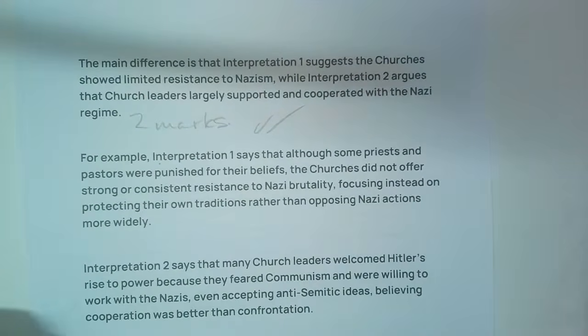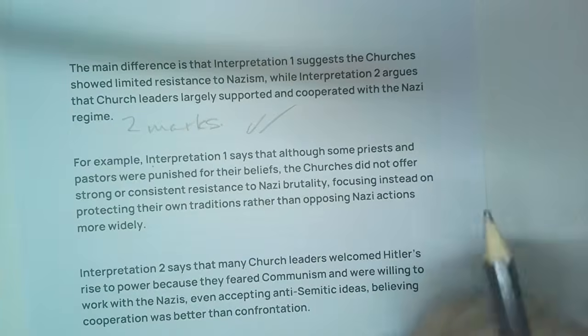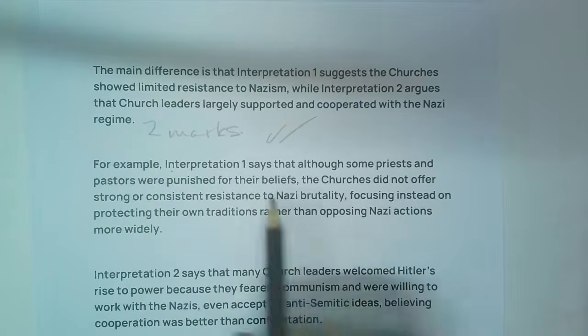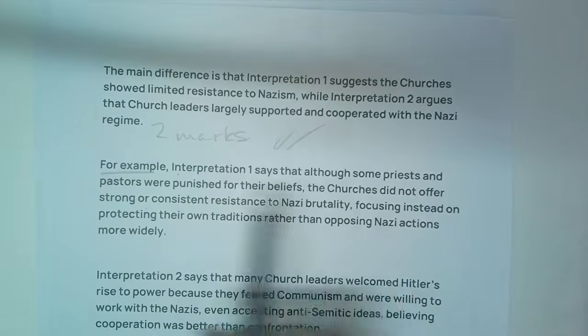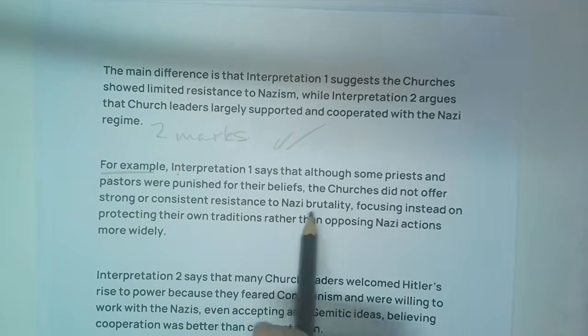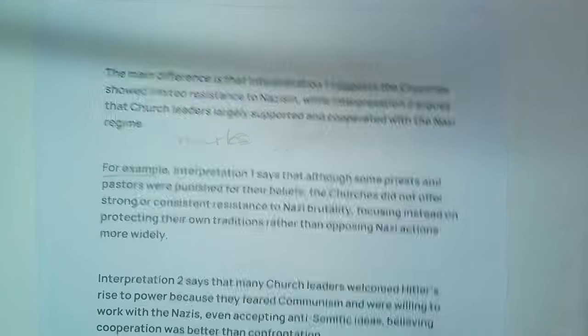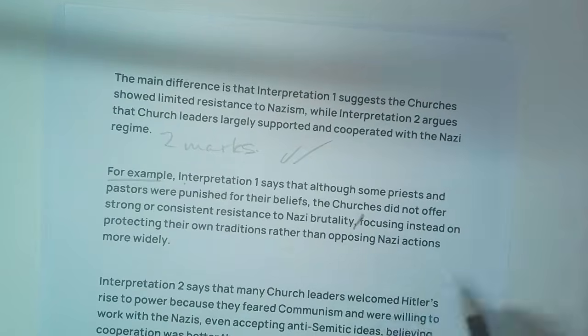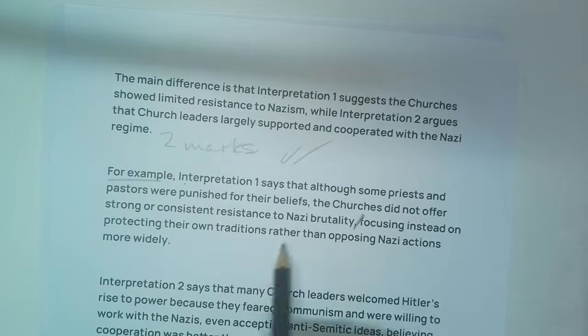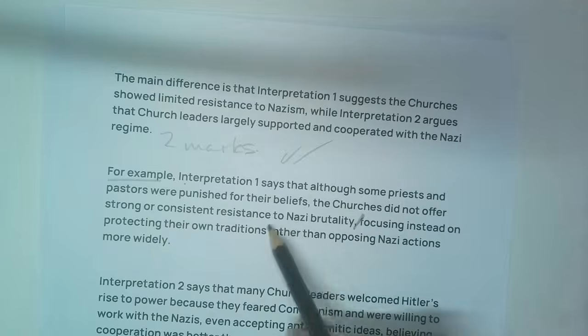What am I looking for to give it 4 marks? I just need you to pull out details to get your extra marks. So, here's my, for example. Interpretation 1 says that although some priests and pastors were punished for their beliefs, the churches did not offer strong or open resistance to Nazi brutality. I probably would have stopped. I could stop there. You could stop there. If you're feeling a little bit anxious, you might want to continue, but focusing instead on protecting their own traditions. I'm probably being a little bit over anxious in my answer there, but it needs to be like 1 sentence, for example.